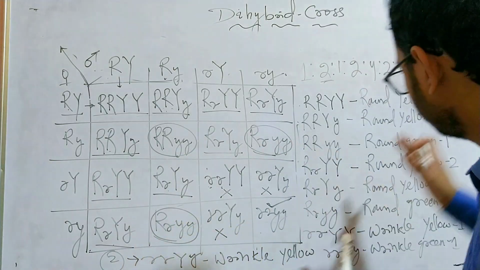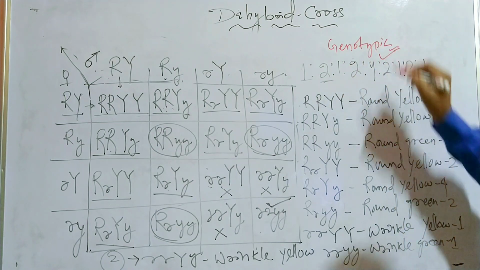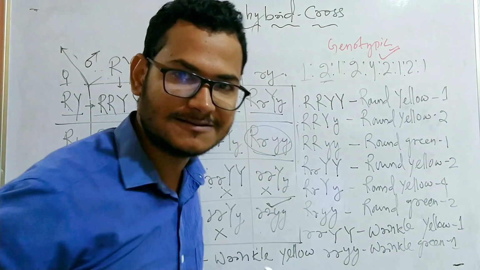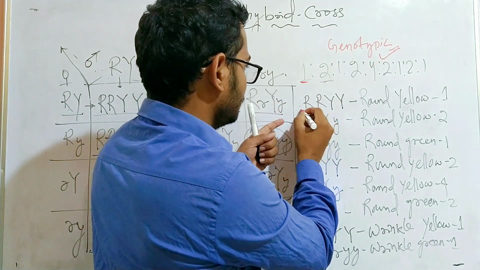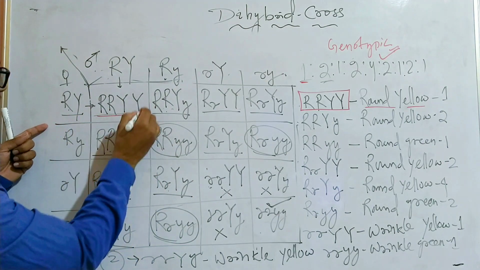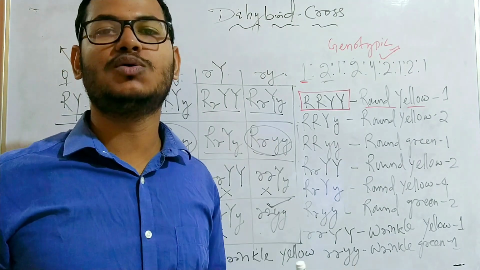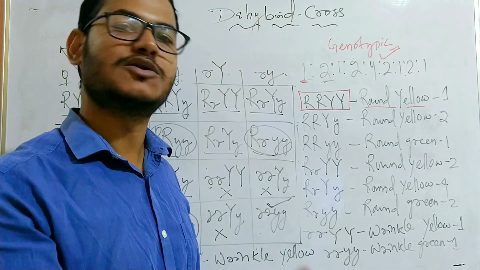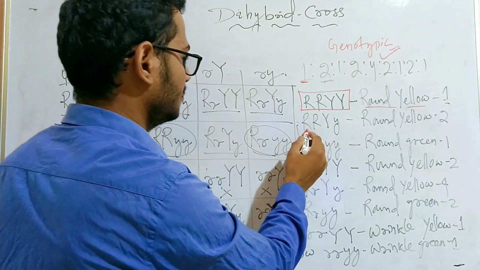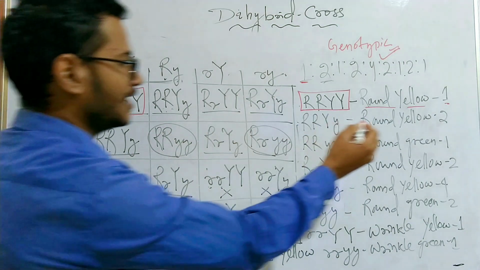So this is the detail of the ratio, that is called the genotypic ratio. The first one is this genotype having pure round yellow character. Look at it. Here it is a single plant which has both the round and yellow characters dominant. Both the alleles are dominant. So this type of plant, a single one is available. Likewise, pure round and hybrid yellow. Look, pure round and hybrid yellow, two plants are there.